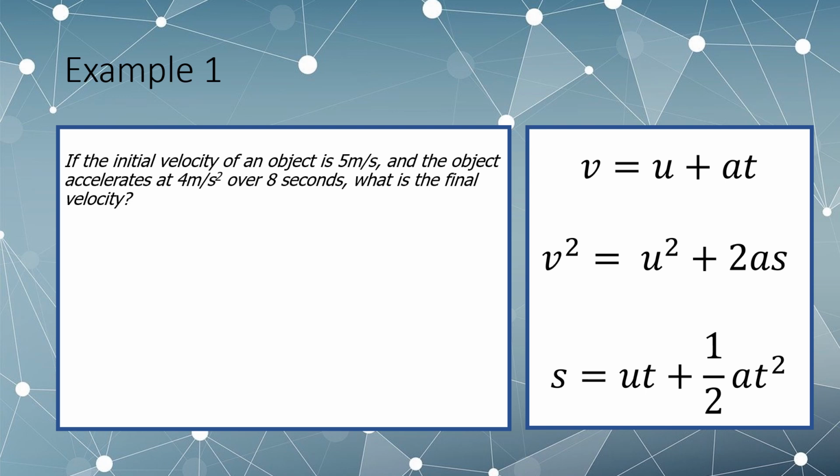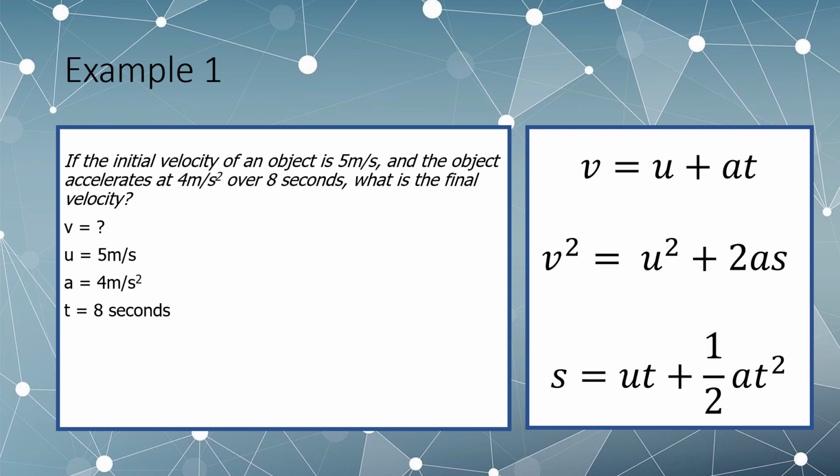So I've got my three formulas on the right-hand side here, so we can use that to help us out. The thing we're looking for in this case is our final velocity. So our V is just going to equal unknown, question mark, you might say X, depends on what you like to write. U equals 5 meters per second, because that's our initial velocity. A, which is our acceleration, is 4 meters per second squared, and T equals 8 seconds, which is our time.